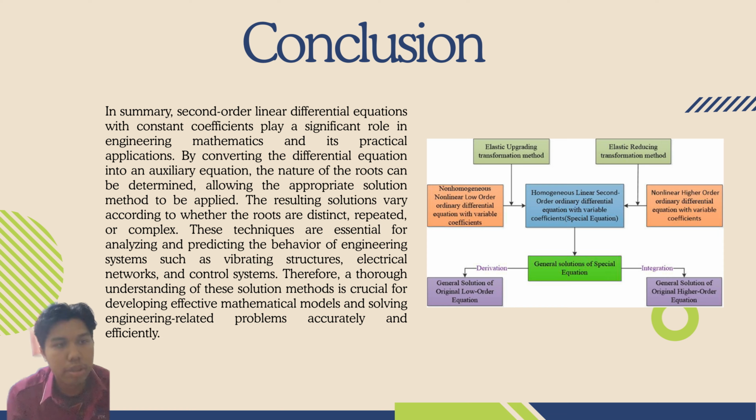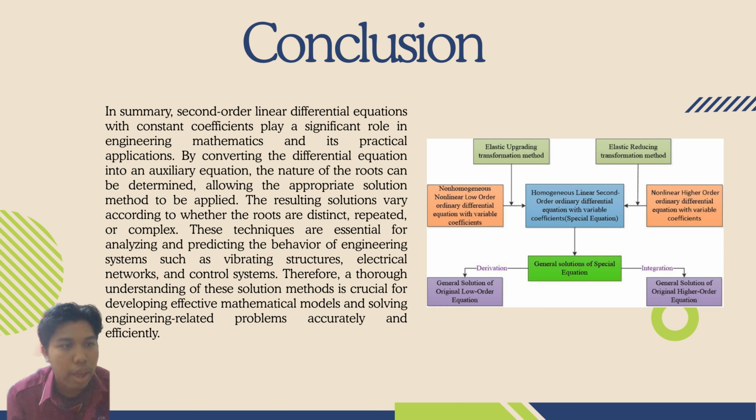So the first step is to set the right side to 0, turn it into a quadratic equation and find the roots r. Case 1, distinct roots: yc equals c1 e to the r1 x plus c2 e to the r2 x. Case 2, repeated roots: yc equals c1 plus c2 x times e to the rx. Case 3, complex roots alpha plus or minus i beta: yc equals e to the alpha x times cos and sin. Then step 2, find yp by looking at the right side.